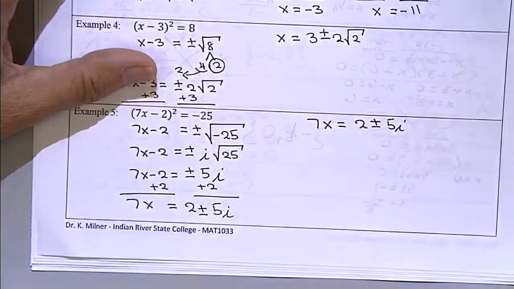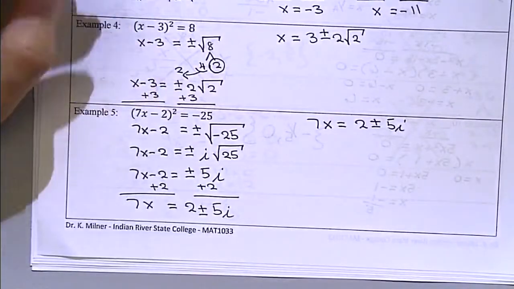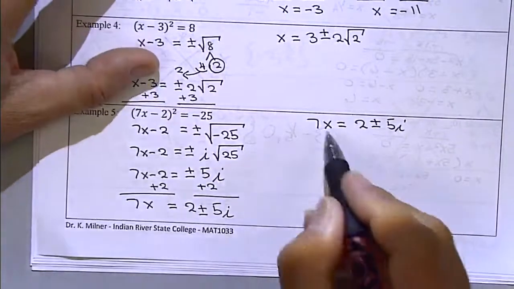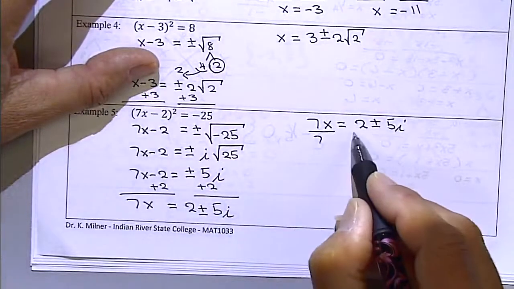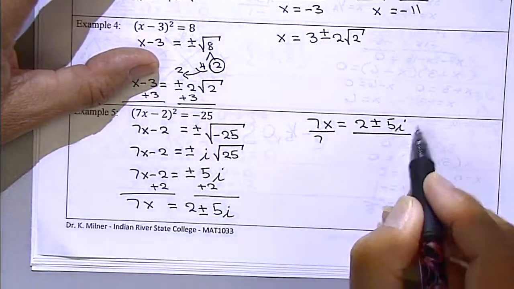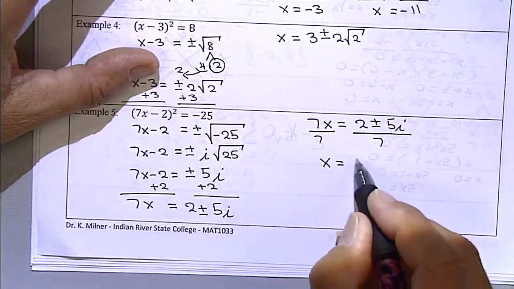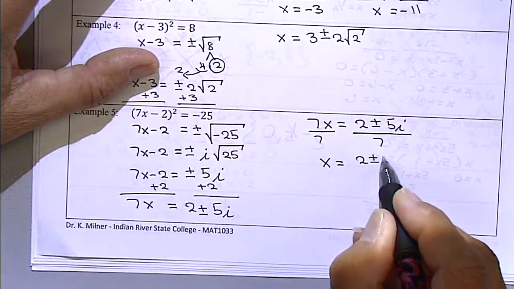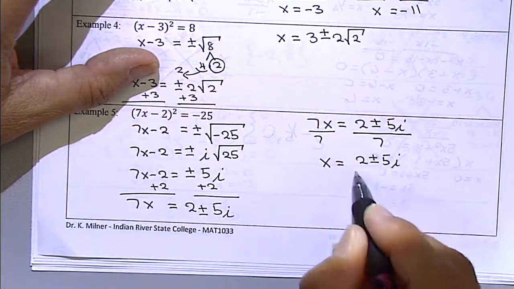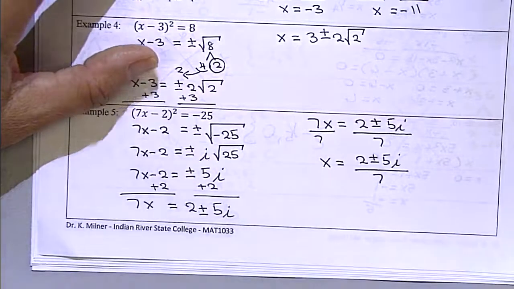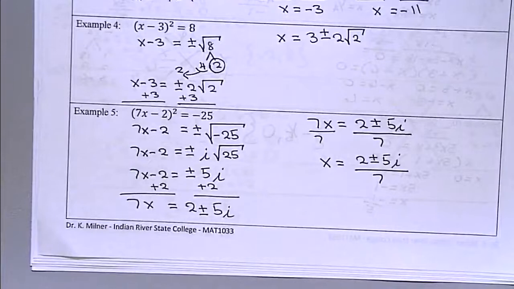How do I solve for x? What do I have to do? Okay, so if I divide this side by 7, I divide this entire side by 7. This becomes x is equal to 2 plus or minus 5i divided by 7. It's not complicated. It just looks odd. You're doing the same thing you always do. You just have to kind of say, okay, it's okay to do that.